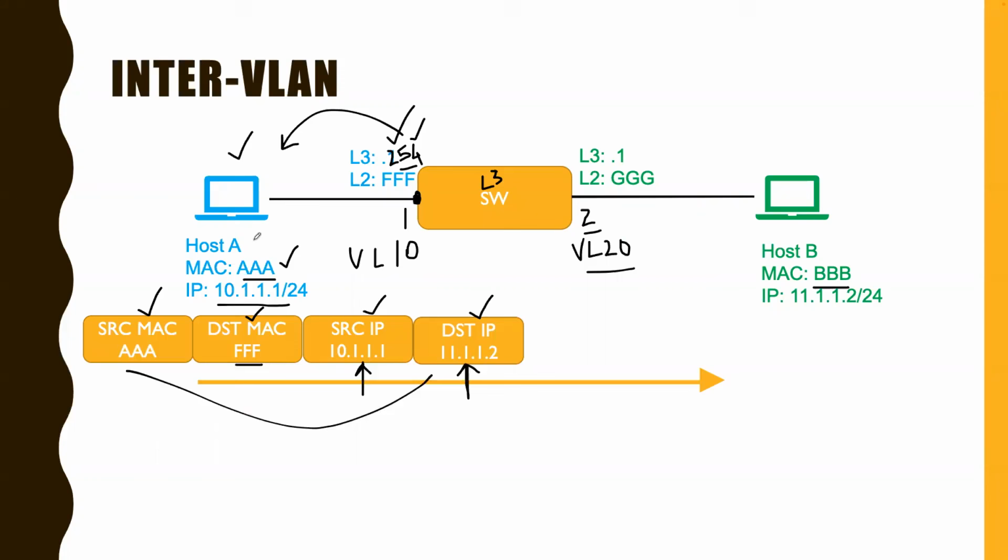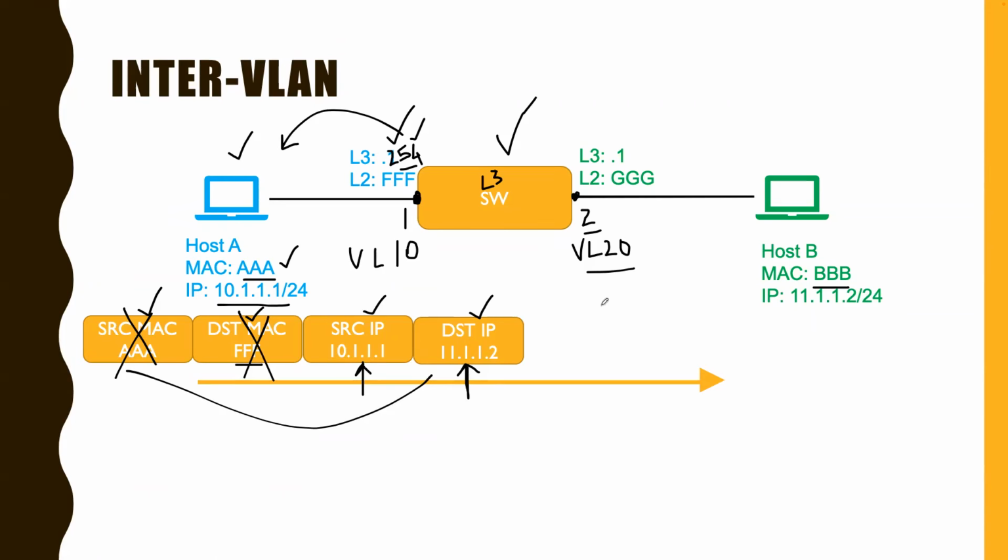Once this packet reaches this switch, it will decapsulate this packet. This source MAC will be removed. This destination MAC will be removed. It will decapsulate that packet and see the IP header. On this switch, it will see a source IP, this one, and a destination IP, this one. Since it is a layer 3 switch, it will check its routing table: where can I find this destination IP? Within its routing table, it will find that this IP is within this subnet, which is connected to my port number 2.